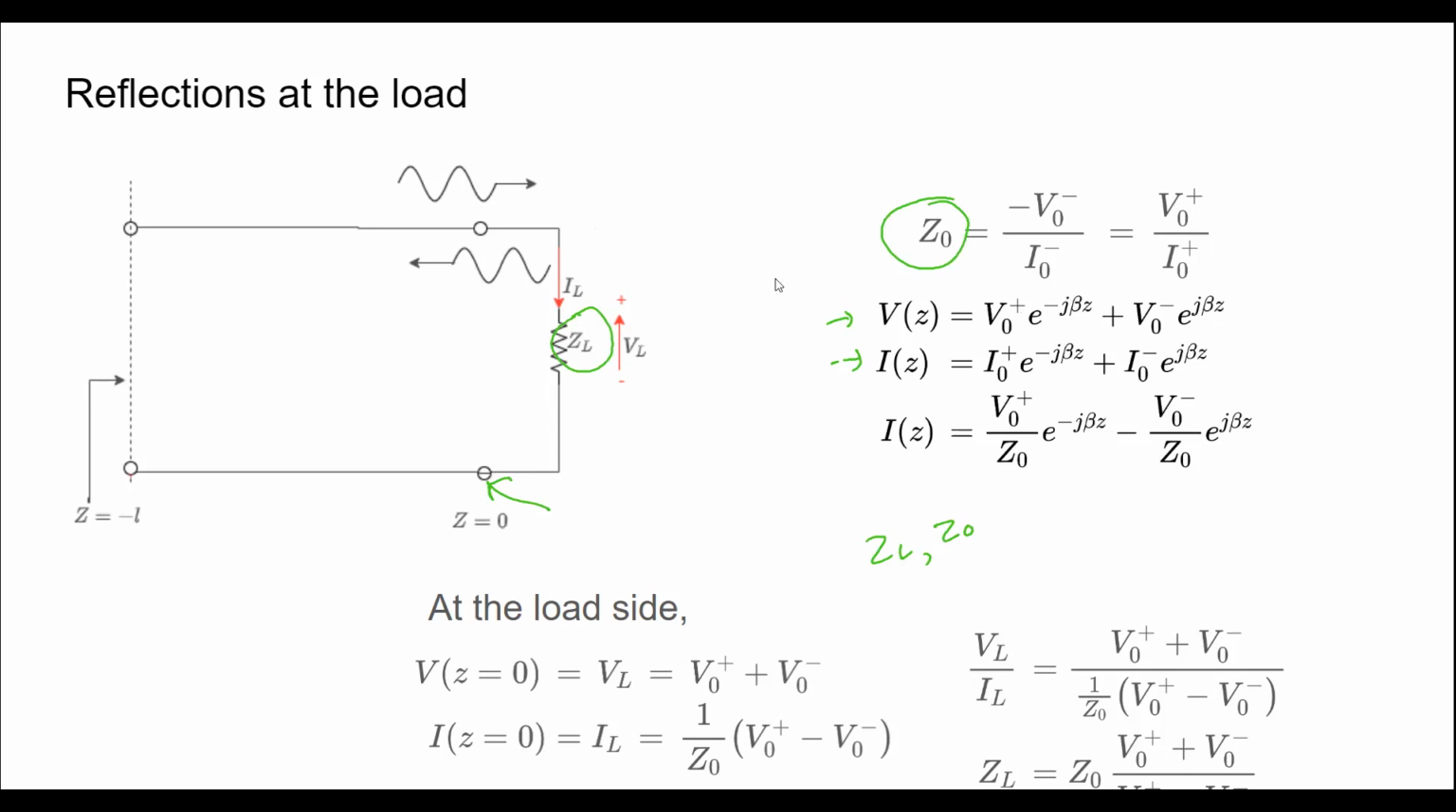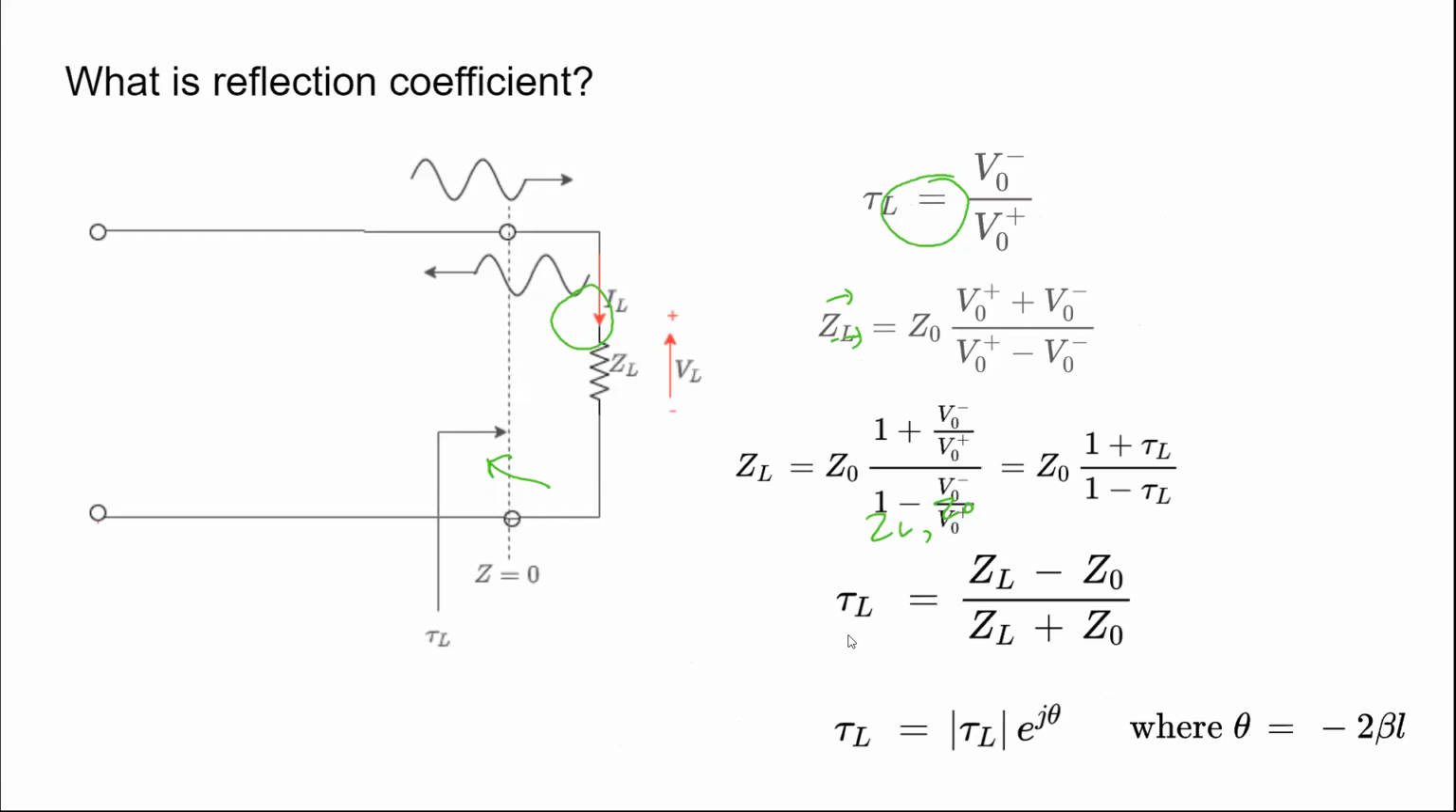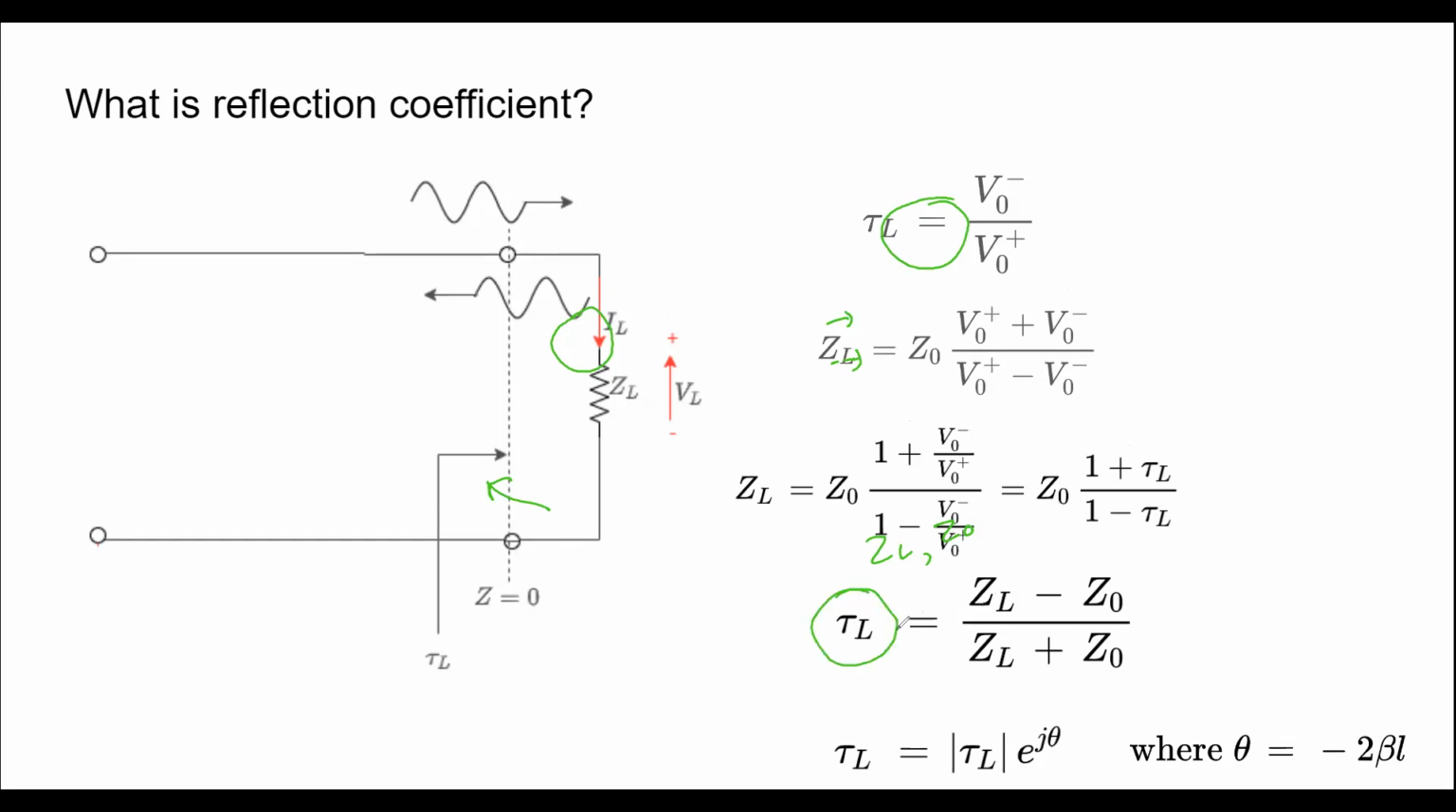So we will learn about the reflection coefficient, which is given by tau L, in the upcoming class, right? So tau L gives us how much of a voltage is getting reflected back once we feed a certain voltage value to the load. So the tau at the load will be given by how much voltage we supply to the load and how much voltage will be reflected back from the load towards the power source.